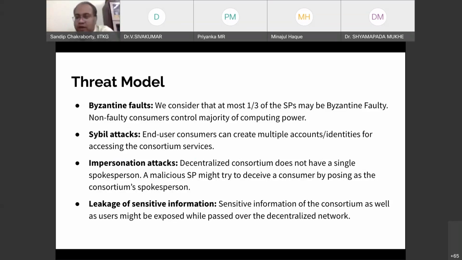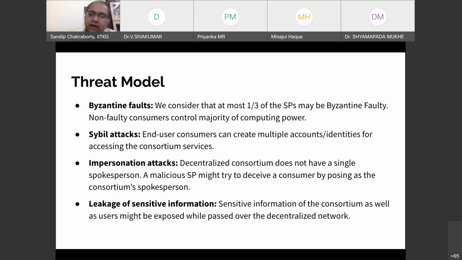But at most one-third of the service providers or users can be Byzantine faulty. That is the standard guarantee for any Byzantine fault tolerant consensus protocol. Then there can be a possibility of Sybil attacks. That means the end users or consumers can create multiple accounts or identities for accessing the consortium services. There can be impersonation attacks.